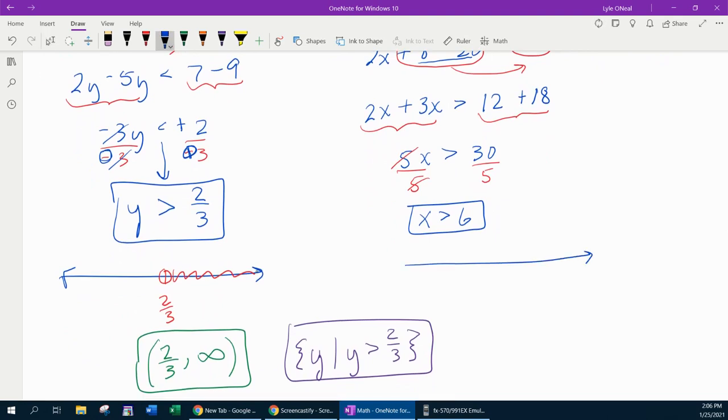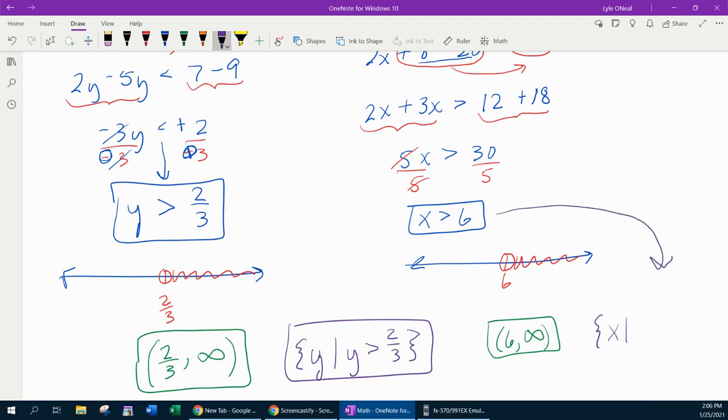Now to the number line. I've got my critical point. Open or solid? Well, it's open and shade to the right because it's greater than. Interval notation would be everything from 6 to infinity. And then for the set notation, that's going to be the set of all x such that x is greater than 6.